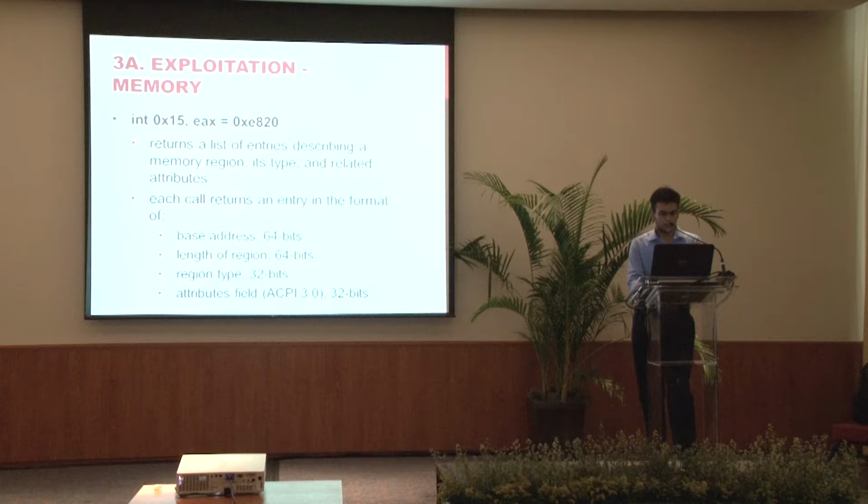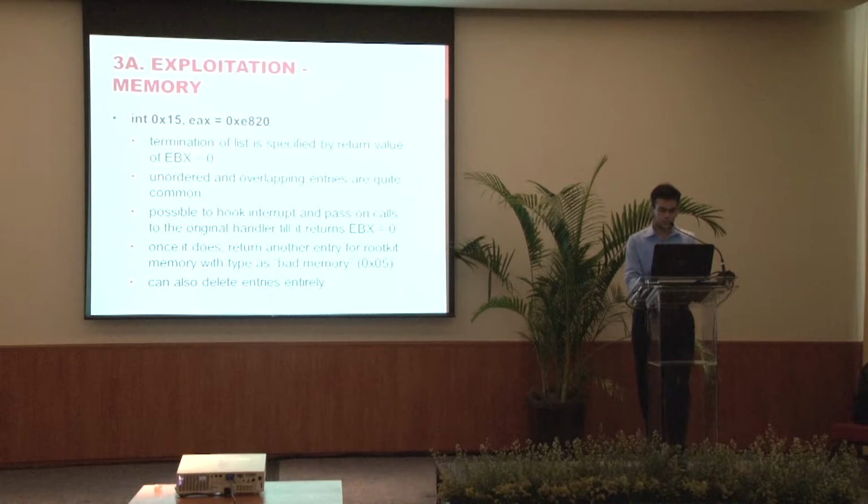What it returned was a list of entries describing a memory region, its type, as to whether it is free, or whether it is ACPI reclaimable, or ACPI NVS or unusable, and related attributes. Each call returns the base address of the memory region, 64 bits long, the length of the region, again 64 bits, the region type, as I said before, 32 bits, and an attributes field, which is also 32 bits. Now the termination of this list is specified by a return value of EBX equal to 0.